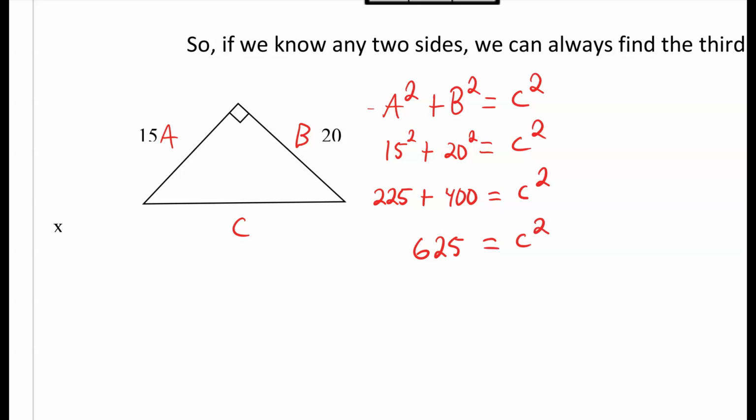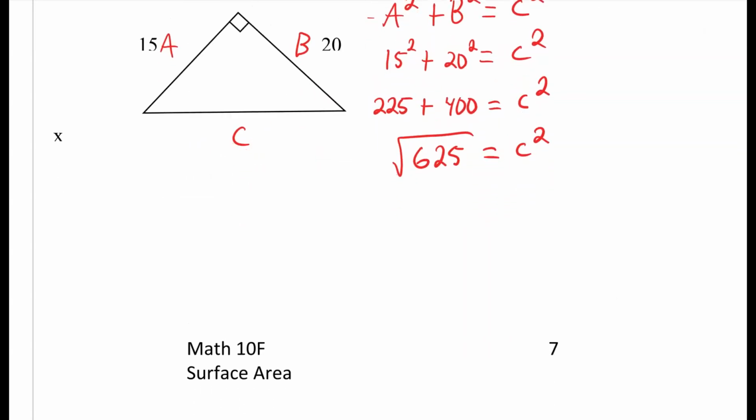In order to get the square off of the c, we must find the root of 625. 625 is a perfect square because it turns out to be 25. So 25 equals c. Our hypotenuse, the side that we don't know, would be equal to 25.